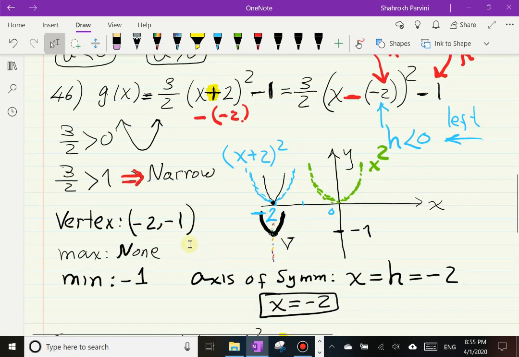Now, as far as the 3 pieces of information we are interested in, we want the vertex, which we found right in here. That was the vertex. And then we want to find the max or the minimum.